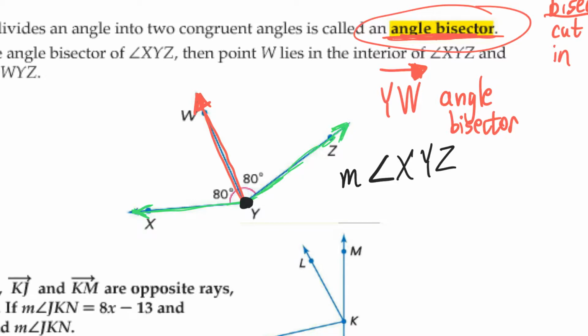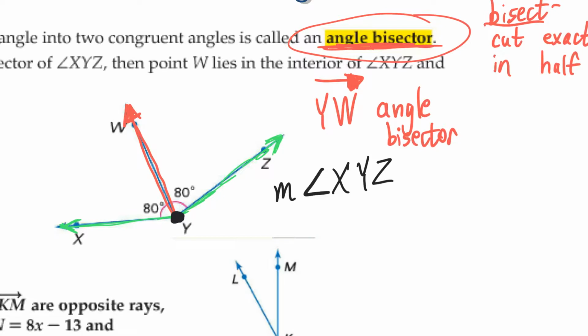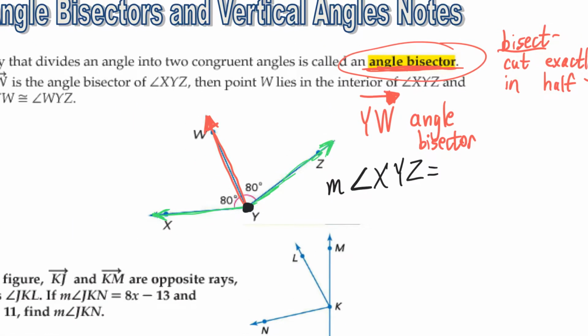Now, as we go through today, you'll see a little M out in front like this. So when you see that little M, that means the measurement. So the measurement of angle XYZ. How big do you think angle XYZ is total? 160. Good, it's 160. XYZ is the whole thing, so 80 together with 80 makes a total of 160 there.